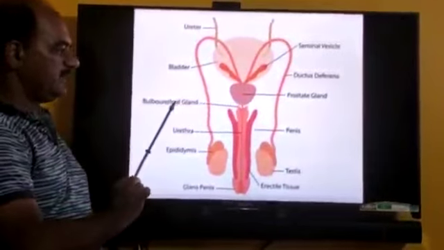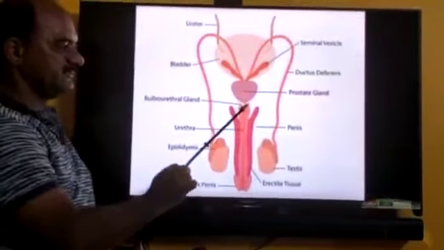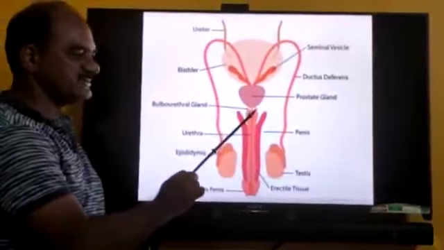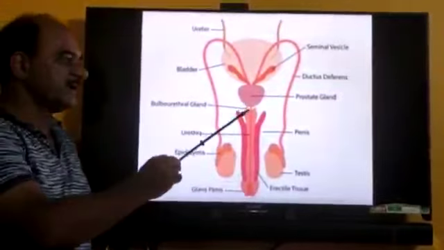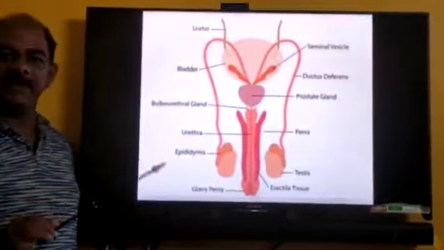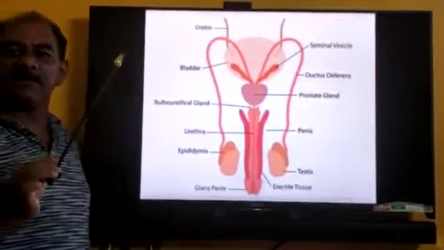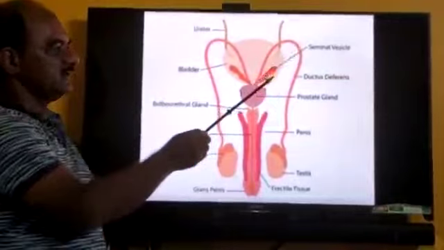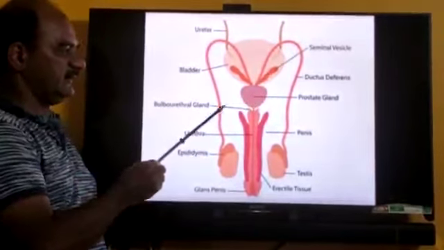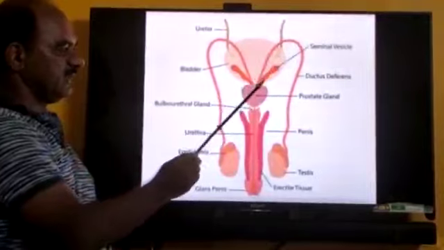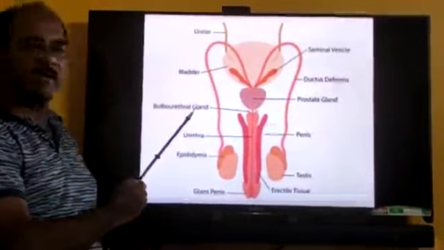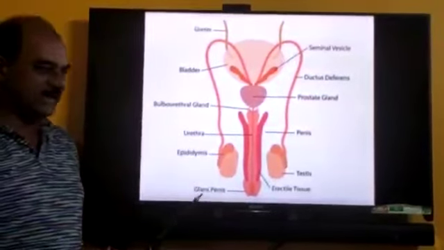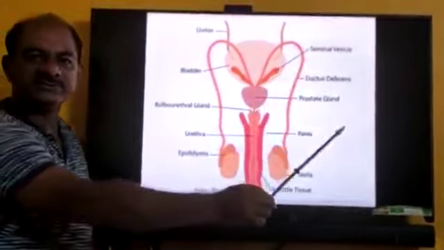Next is the bulbourethral gland. It is a pea-sized paired gland, and it secretes mucus, which lubricates the passage of the vagina and the female reproductive tract. So in this way, these are the accessory sex glands: first the seminal vesicle, then the prostate gland, and third the bulbourethral gland. So in this way, that is the male reproductive system.